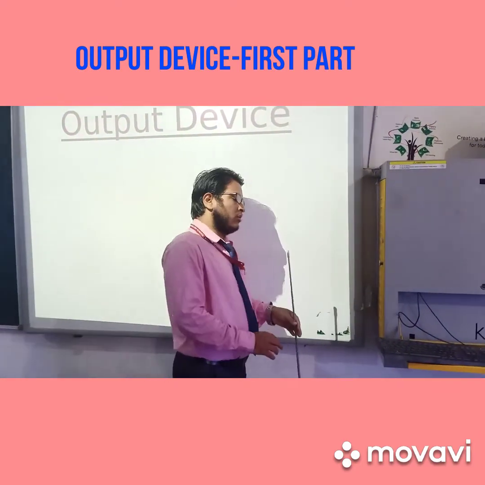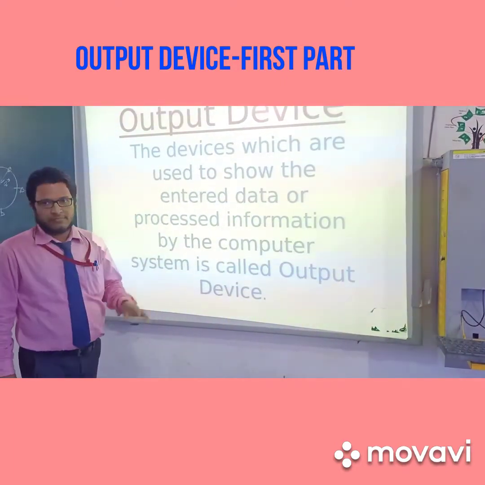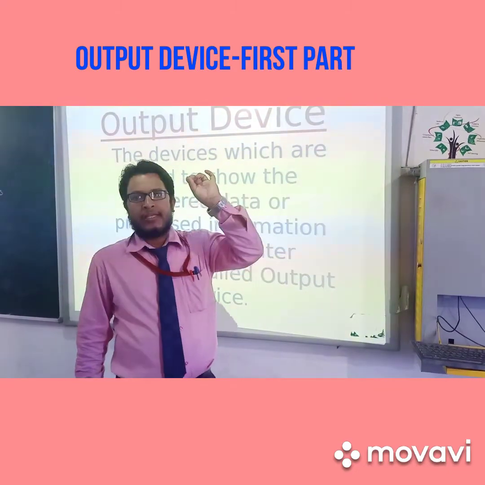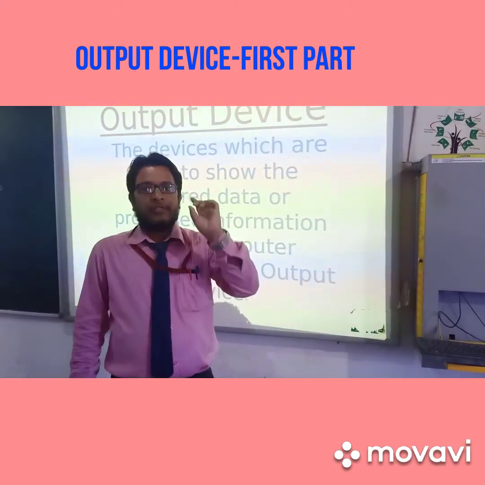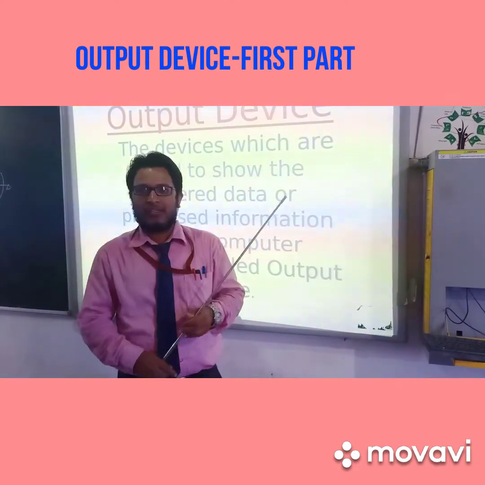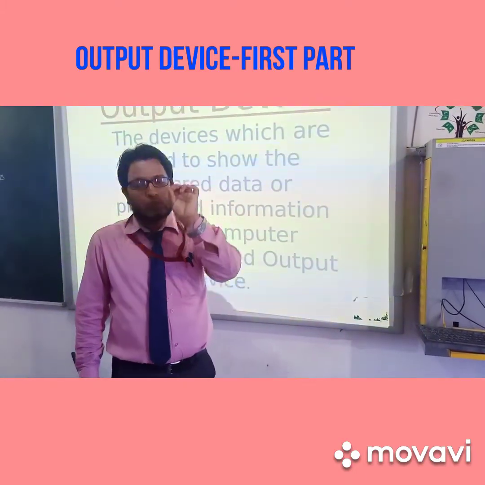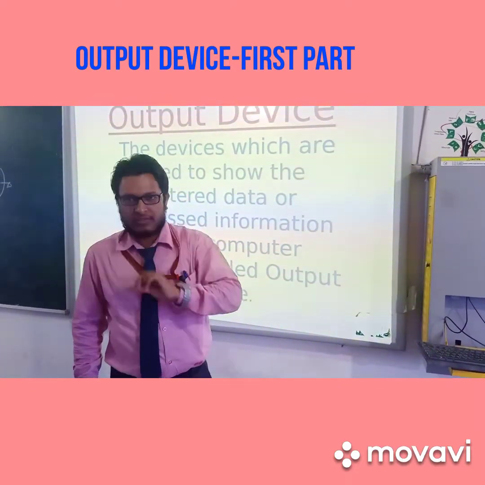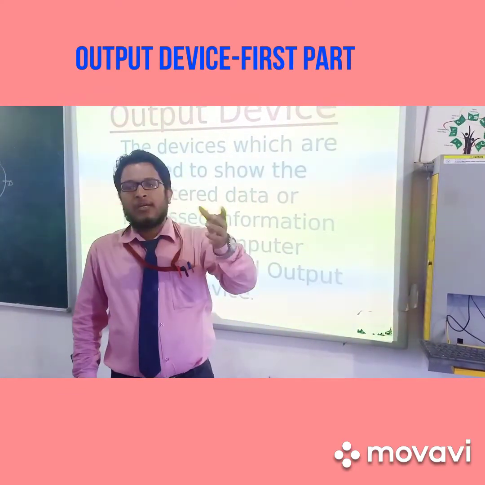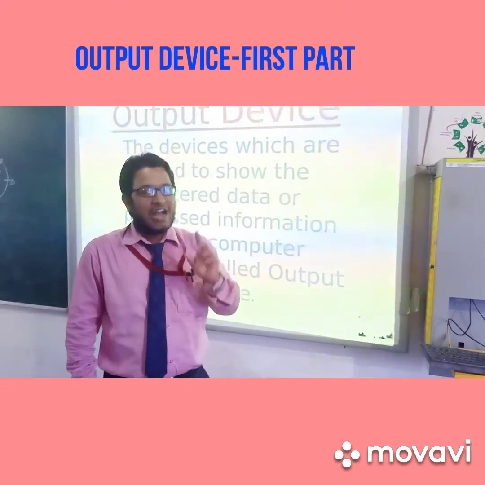Now students, comes the question, what is the output device? Students, the output device is used to display the output of user entered data or processing information on the screen. Once again I am telling you, an output device is used to display the result of user input data or information processing by the computer. That is your output device.